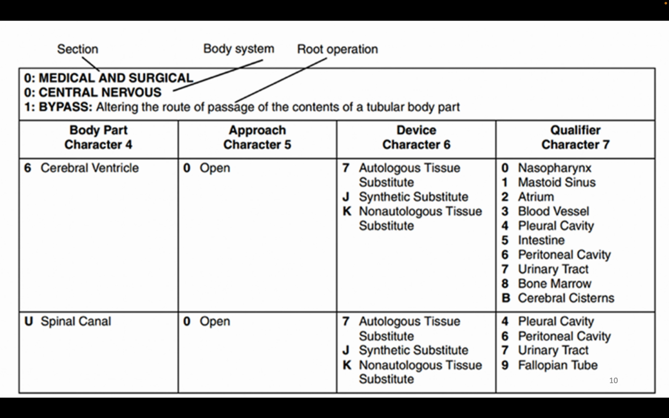Our approach is open. We stay in our column and come straight across. Device, character 6. Well, let's do non-autologous tissue substitute K. And then our qualifier, character 7, let's say we're going to say 4, pleural cavity. So our whole code would be 001U0K4. That would be our complete code. This is a whole lot simpler to me than CPT coding.